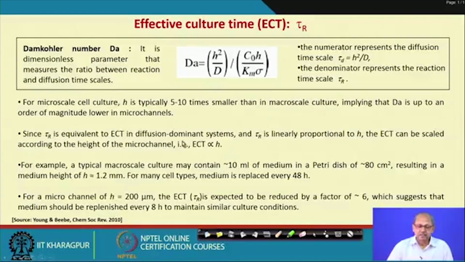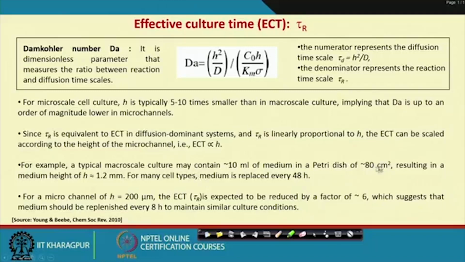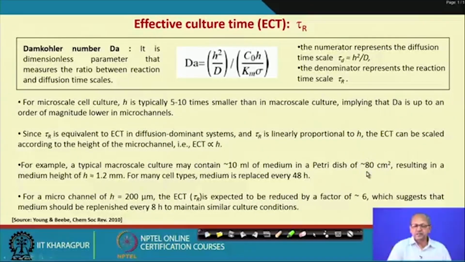So, we can model it like so: effective culture time is proportional to H, the height of the media inside the fluidic channel. In general, when you are doing macro scale culture in an 80 centimeter square petri dish area, we give 10 ml of media and change the media every 48 hours. That means your media height is around 1.2 millimeter. As we already know, effective culture time is proportional to H.